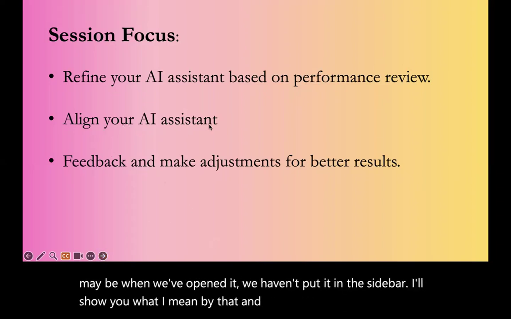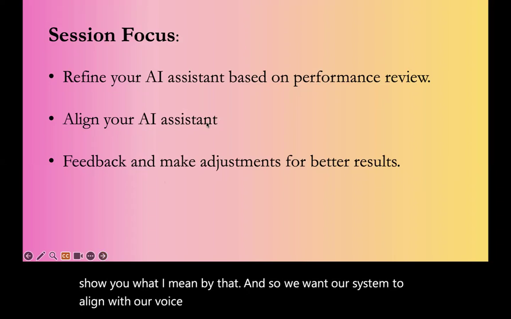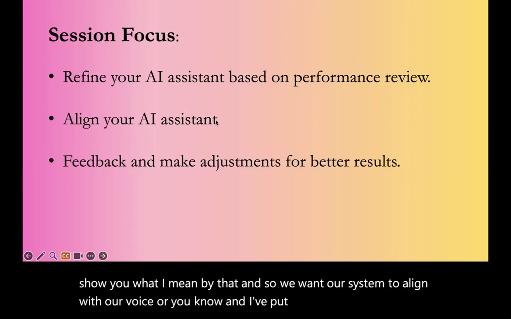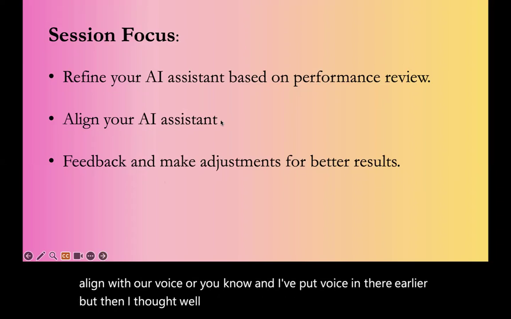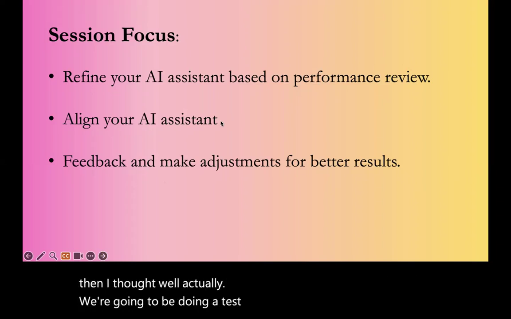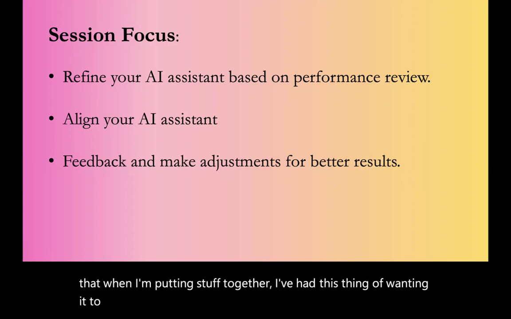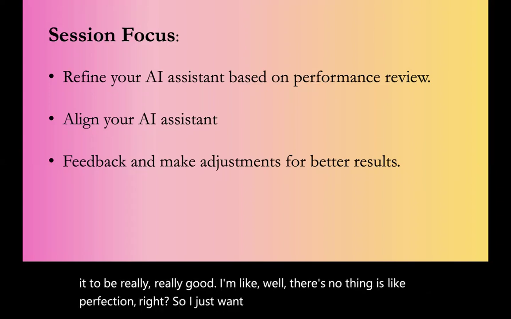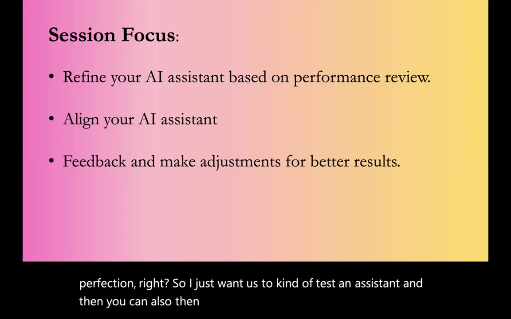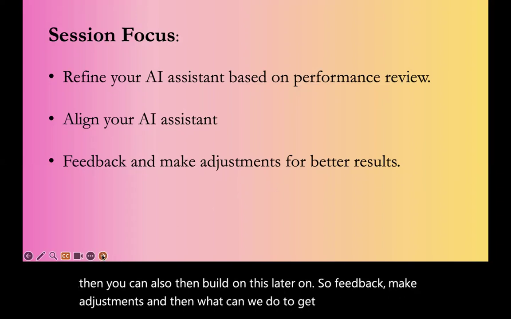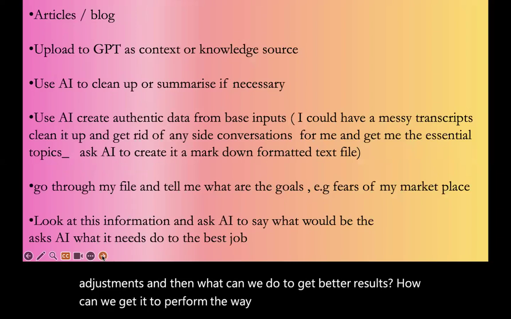We want our assistant to align with our voice. I put voice in there earlier, but then I thought, actually, we're going to be doing a test run. When I'm putting stuff together, I've had this thing of wanting it to be really, really good, but there's no such thing as perfection. So I just want us to test an assistant, and then you can build on this later. So: feedback, make adjustments, and then what can we do to get better results? How can we get it to perform the way we want it to?